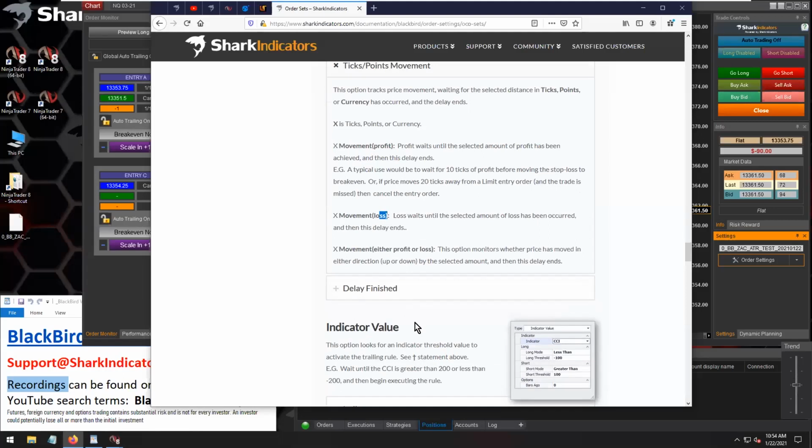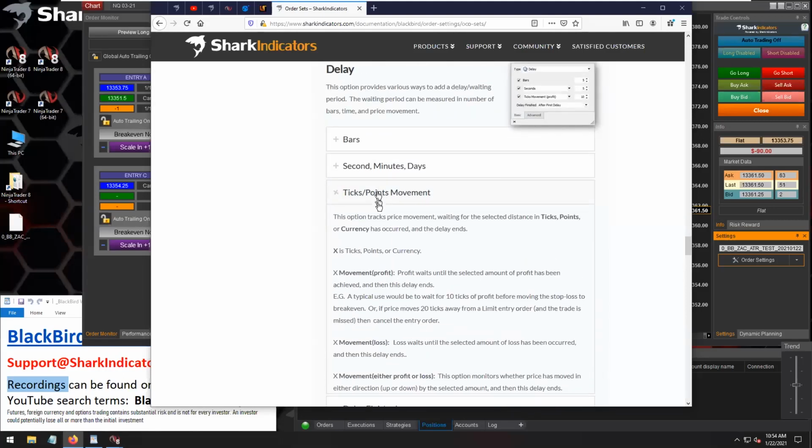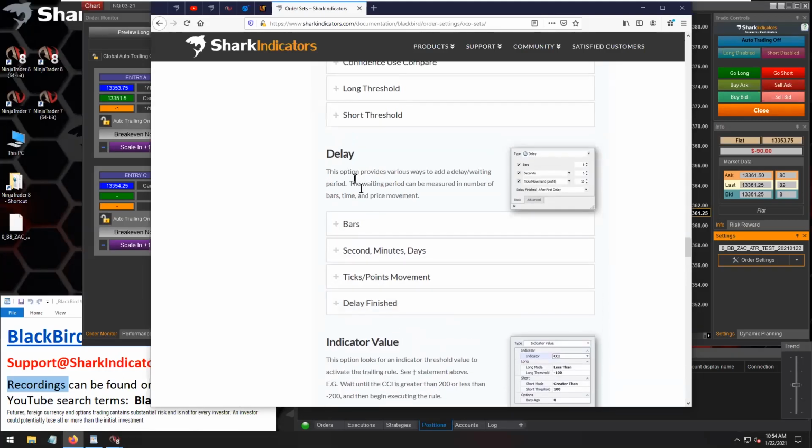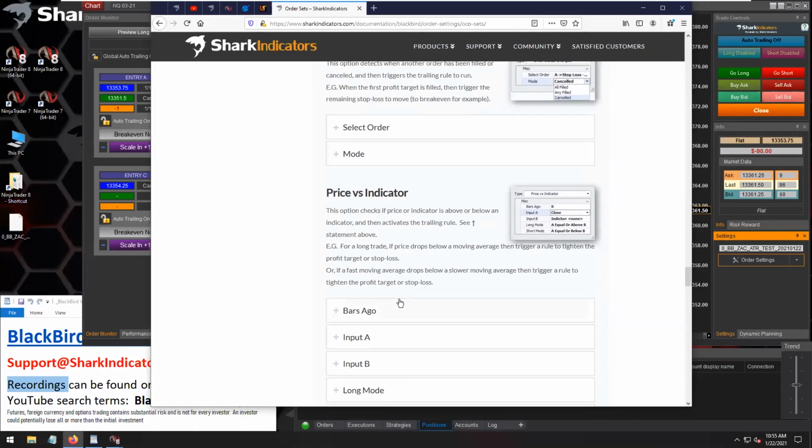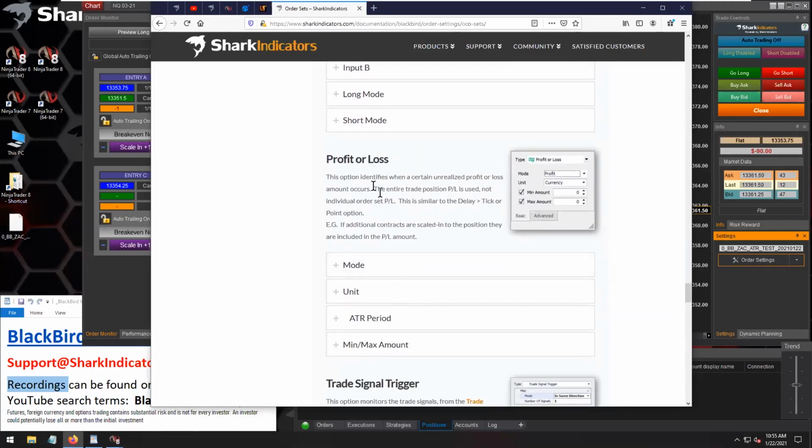So there's a full explanation of what the delay is, and then you can compare that to the profit or loss there.